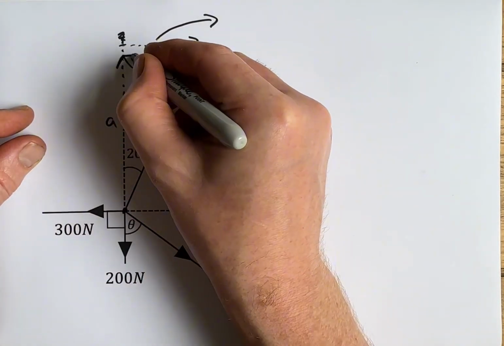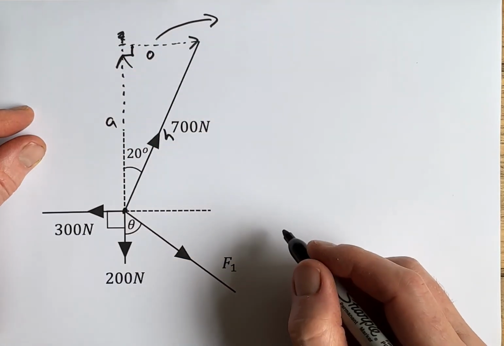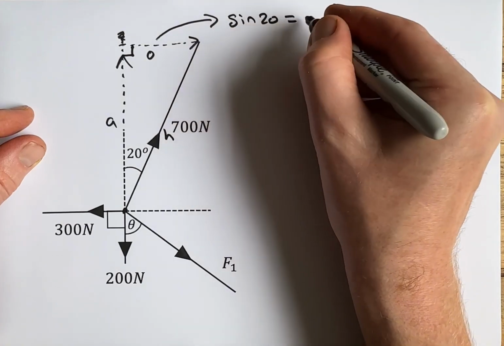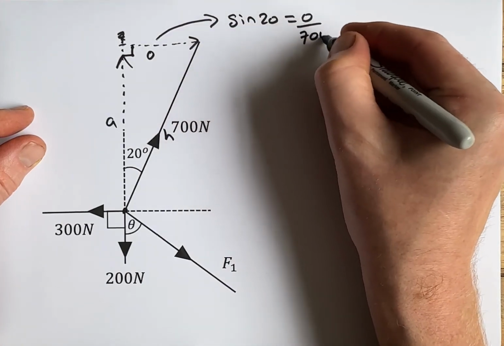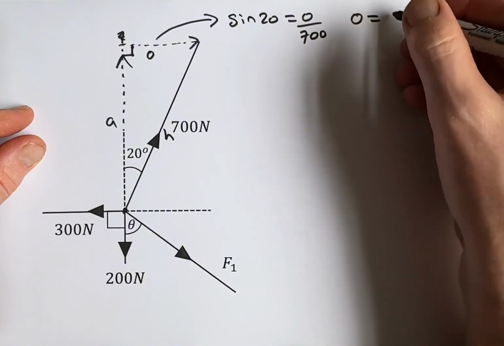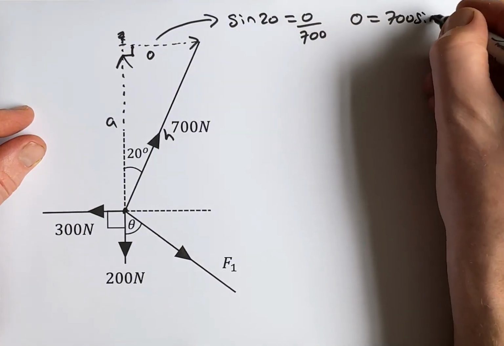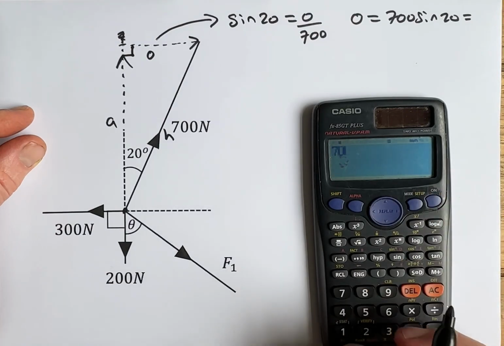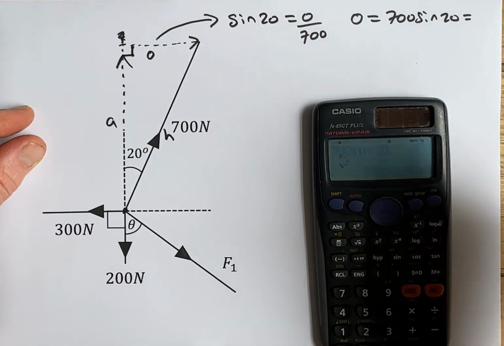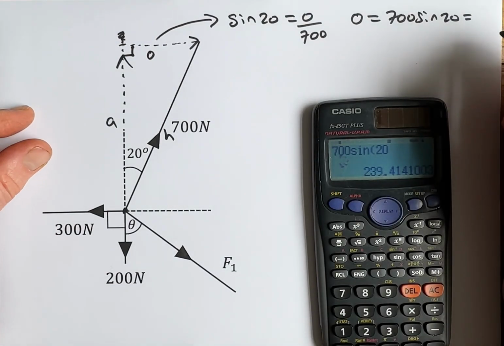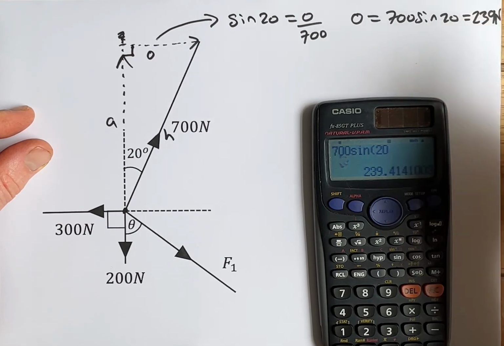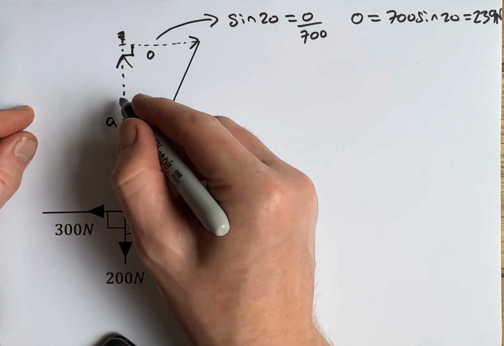This angle here is obviously 90 degrees. So to work out that, we've got sine of 20 is equal to opposite over 700. So the opposite is equal to 700 sine 20, which equals 239, and that's newtons.